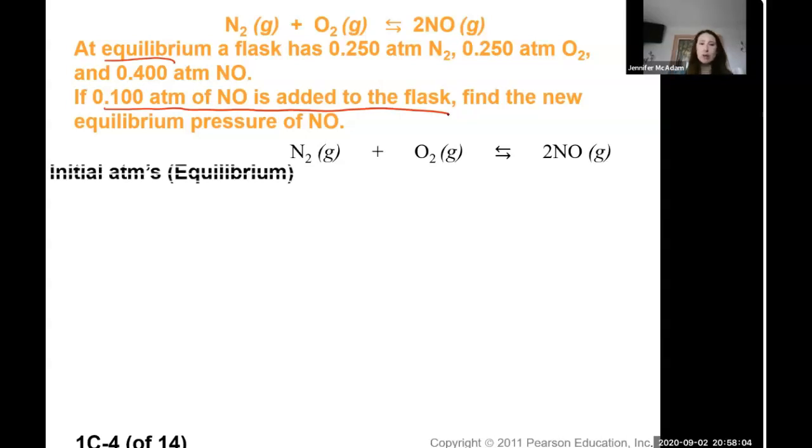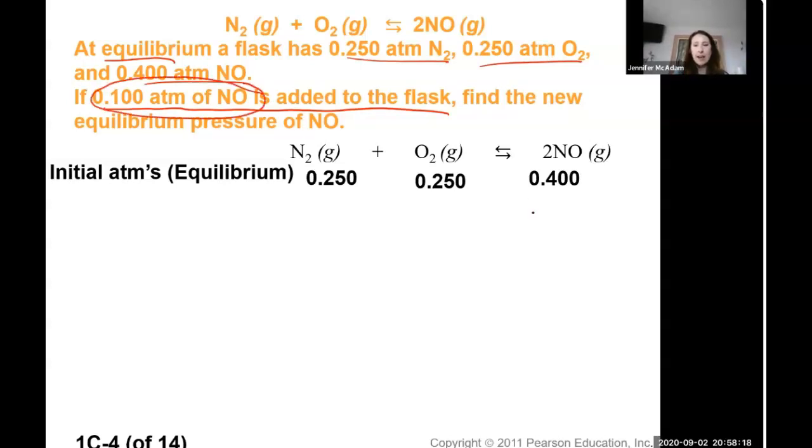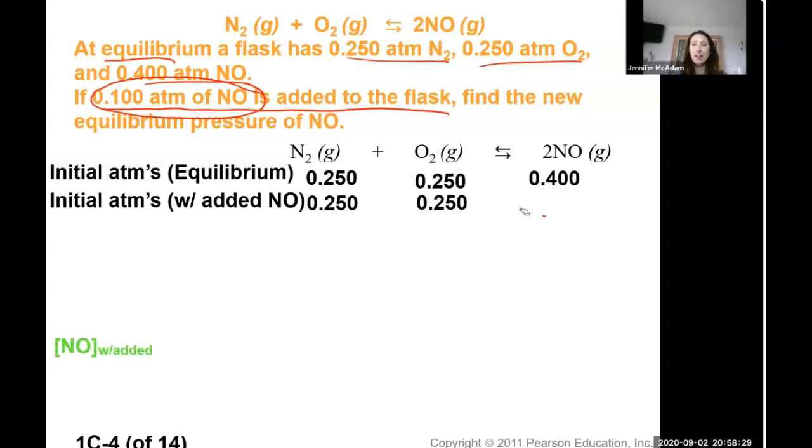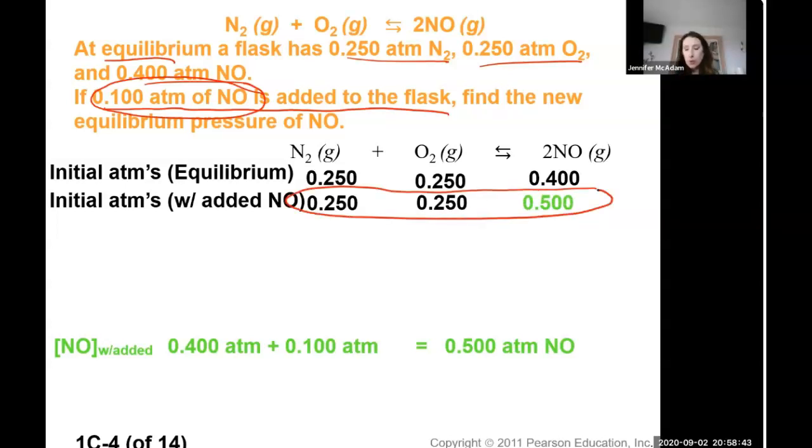So it's giving you the equilibrium concentrations, right? It's saying they're all 0.25, 0.25, and 0.4. But now we're going to add a little bit of NO. We're going to add 0.1 of this, right? So we're kind of changing it up. So I added a little piece to the ICE table here. So these stay the same, but now NO was added. So instead of 0.4, it's going to be 0.4 plus 1, so it's going to be 0.5 NO because we added a little bit. So now these are our new concentrations.